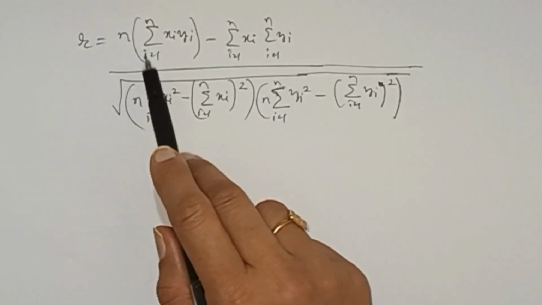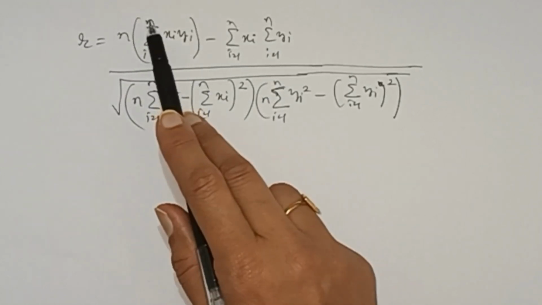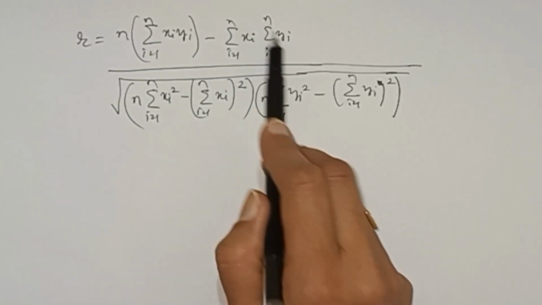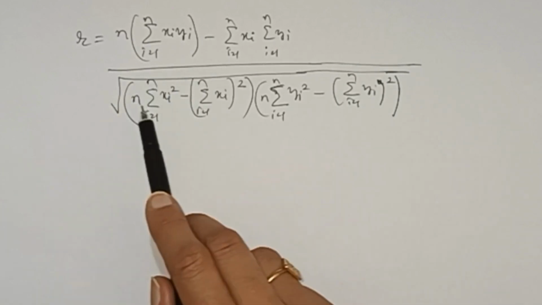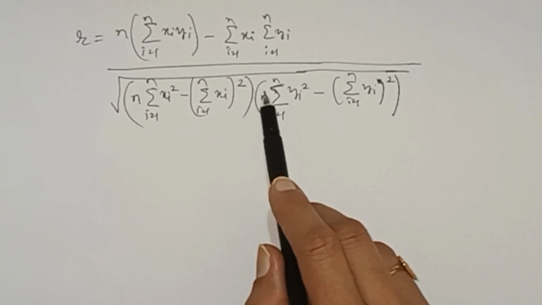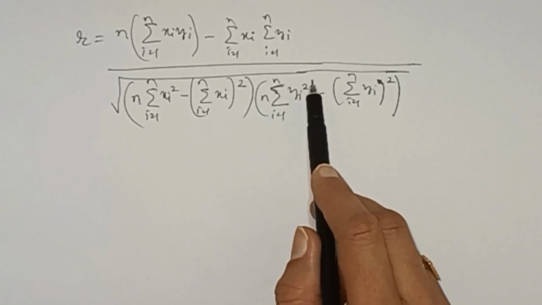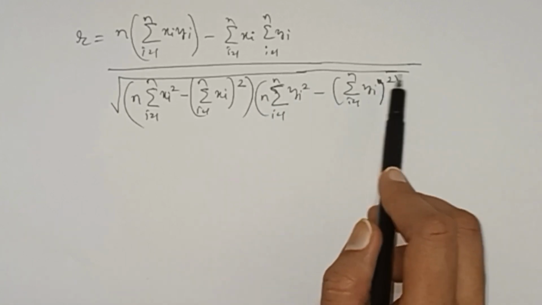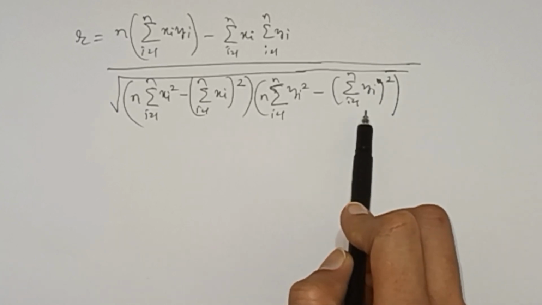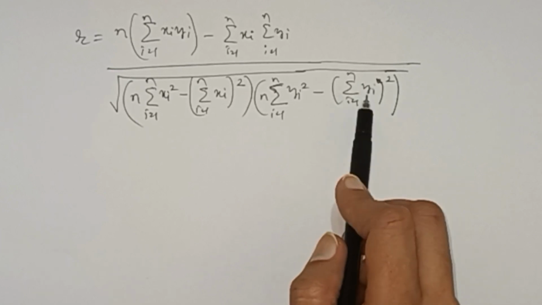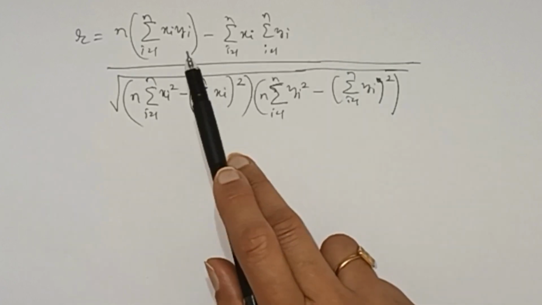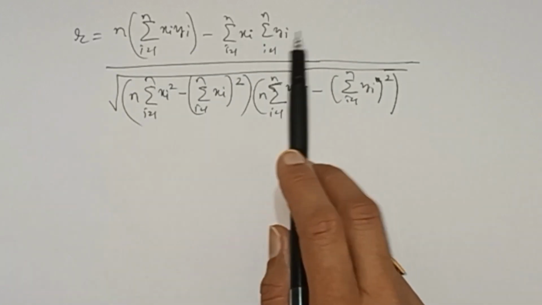r equal to n into summation of xi yi, i equal to 1 to n, minus summation of xi, i equal to 1 to n, into summation of yi, i equal to 1 to n, divided by the square root of n into summation of xi square minus summation of xi whole square, into n into summation of yi square minus summation of yi whole square. So this formula is used to find the correlation coefficient. This formula avoids finding the mean of the data set. Without using the mean, we are finding the correlation coefficient using just the data values.